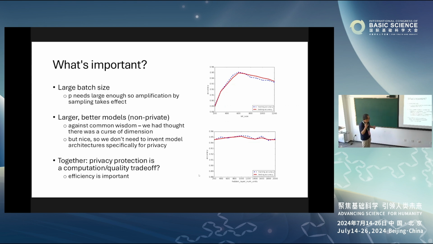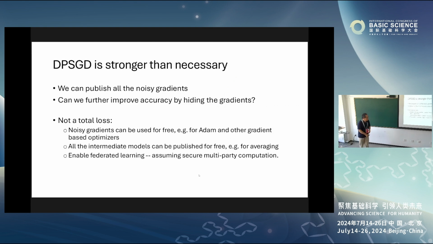So, I think this is the last real slide. If you think about DPSGD, it's actually stronger than necessary. Why? Because we are making every intermediate gradient differentially private, meaning we can publish all these gradients without extra privacy cost beyond what was computed. This is more than necessary because we only need the final model, right?